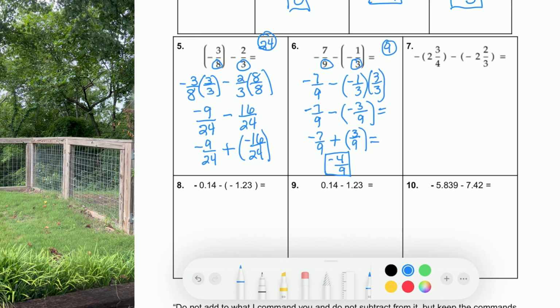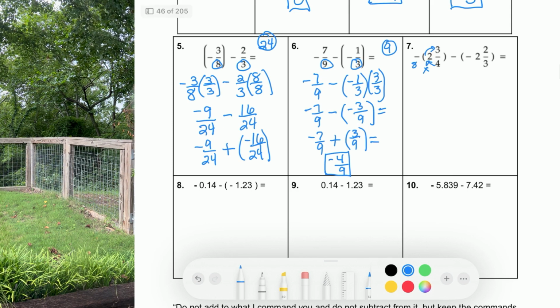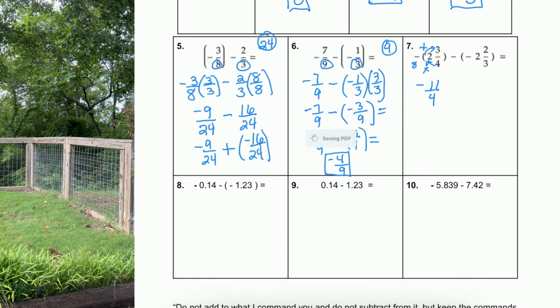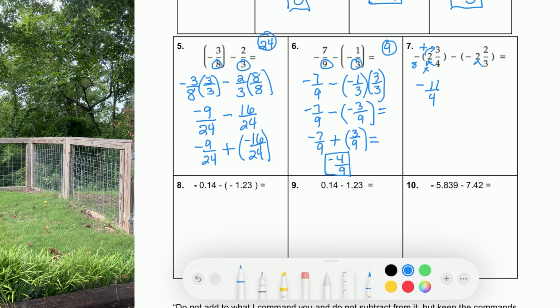Number 7. Before we can worry about common denominators, we need to change our numbers into improper fractions. So 4 times 2 is 8. 8 plus 3 is 11. So we have a negative 11 over 4 for our first fraction. Now we're going to do the same thing for our second fraction. We have 3 times 2, which is 6, plus 2, which is 8. So we have negative 8/3 here.